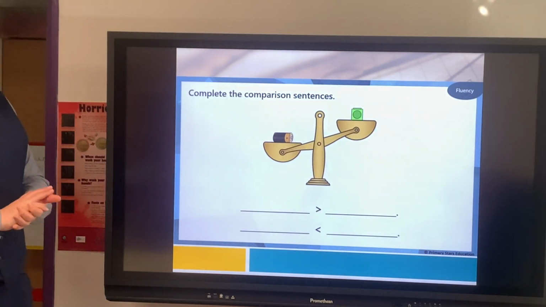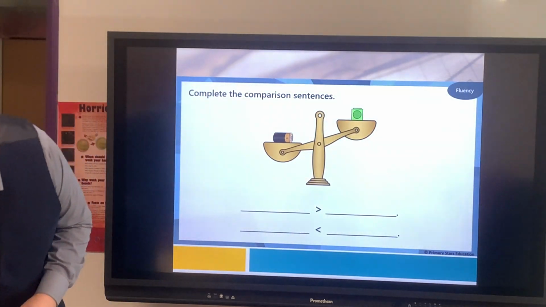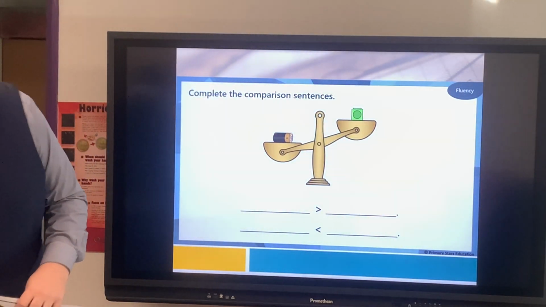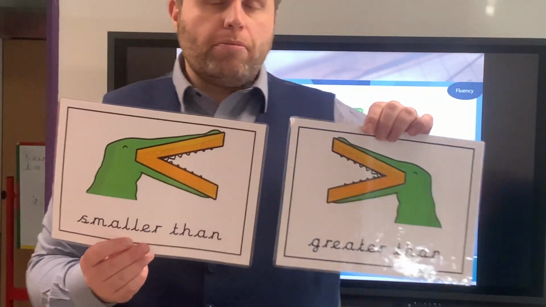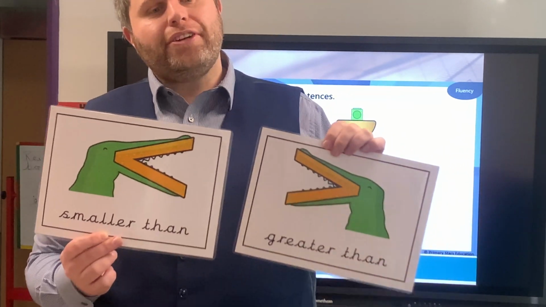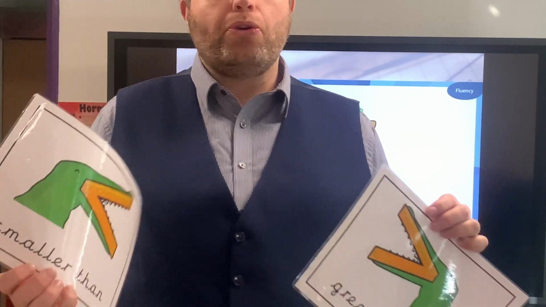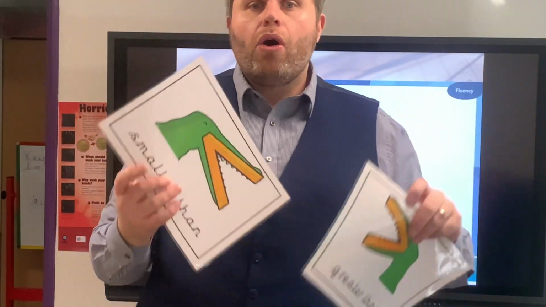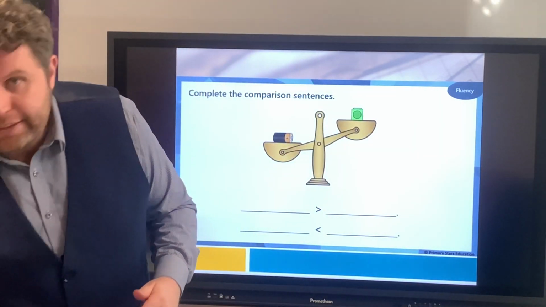Okay, complete the comparison sentences. So to do this, what we're going to need to remember is our greater than and smaller than crocodiles, okay? So remember, when comparing 2 things, the crocodile is always going to eat the greater object. Yes, he's going to be pointing towards the greater number or the greater mass in this case, okay? So let's have a look together.